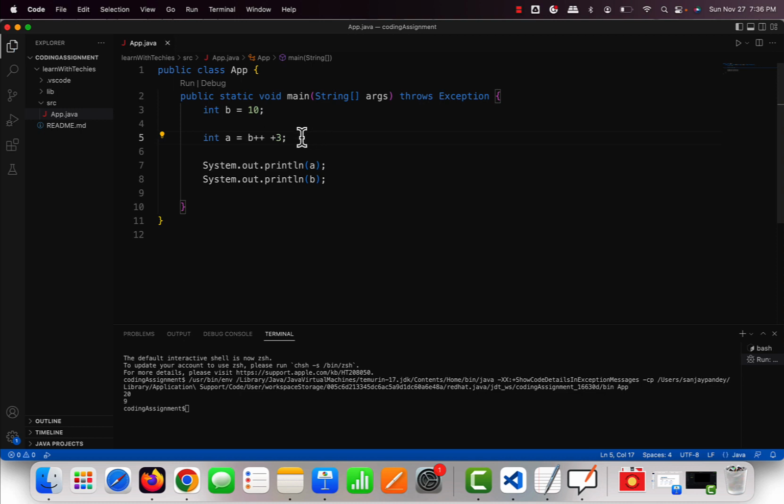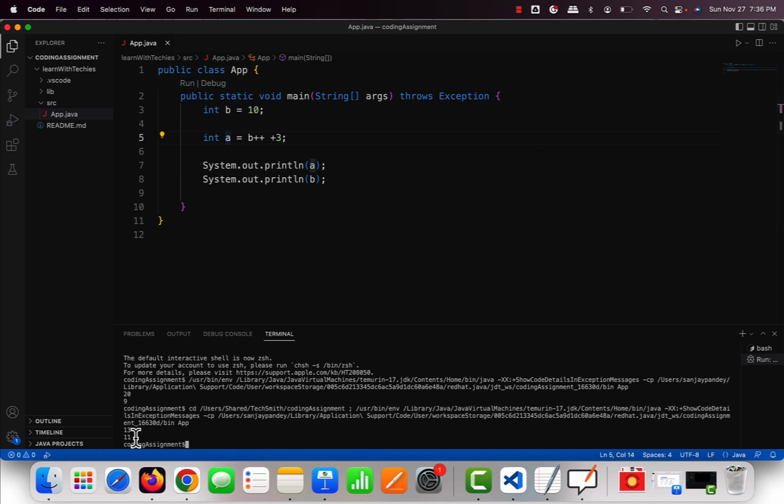So here what we are saying is, okay, b plus plus, that is b plus 1, but since it's a postfix operator, b will be taken as 10 only. It will not change unless this whole expression is run. So it will still be 10 plus 3, that means a equals to 13, and then b value will change to 11. So if I run this again, you see 13 and 11. So a is 13, basically 10 plus 3, and then b value is changed to 11.